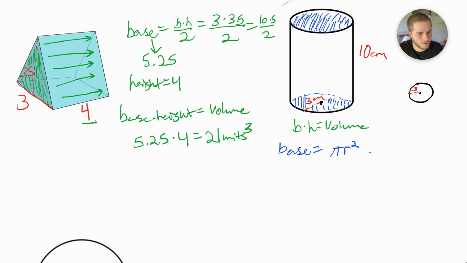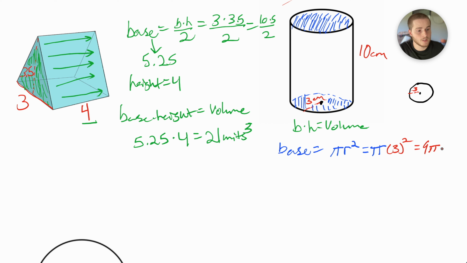Okay, pi is the number, 3.14, and so on. Radius we said was given to be 3. I'll put that in red just to show that's where it came from. And we're going to square that. Okay, so we're going to have 9 pi as the base area.